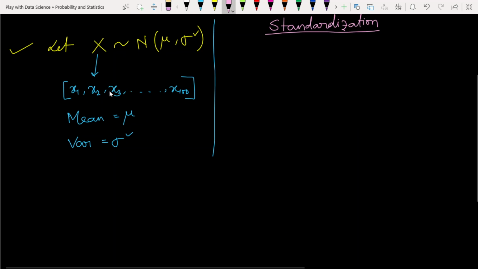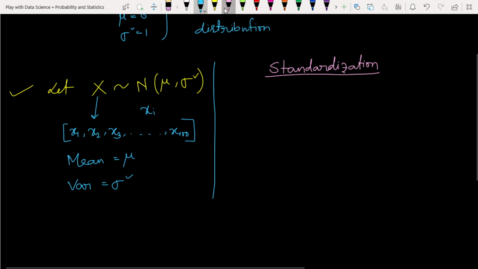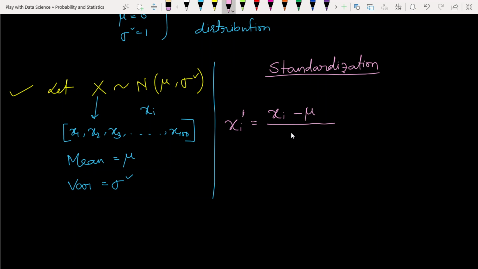Suppose we have the points on this distribution X: x1, x2, x3, and in general a point xi. After standardization, we have to calculate xi dashed. This xi dashed is calculated using this formula: xi minus mu divided by the standard deviation sigma. We apply it for all i.